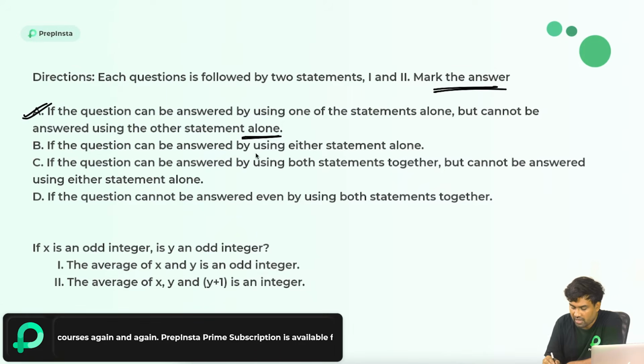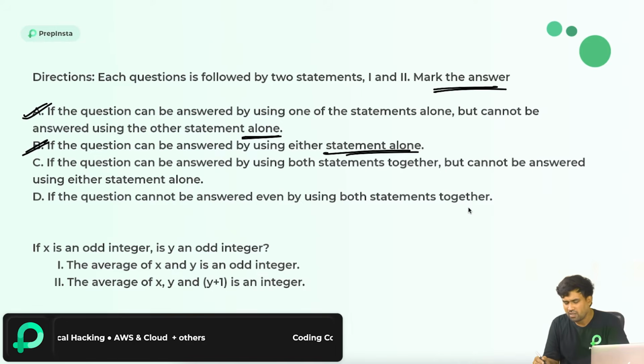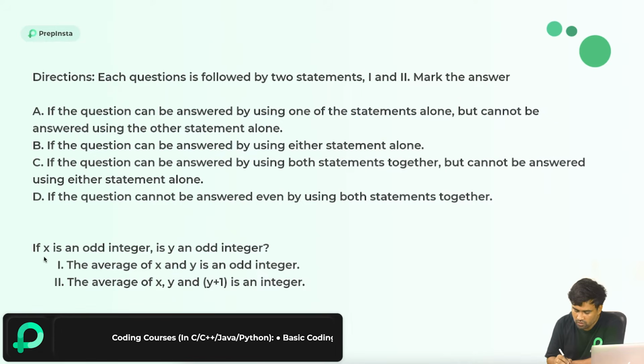And if the question can be answered by using either statement alone. Okay. If the question can be answered by using both the statements together but cannot be answered using either statement alone. If the question cannot be answered even by using both the statements together. Okay, the data was given. Let's look into the question now.